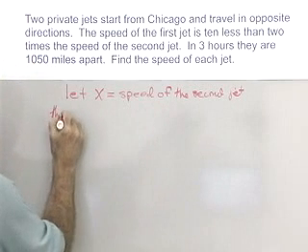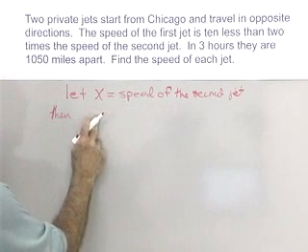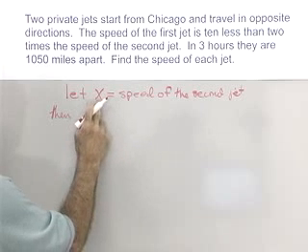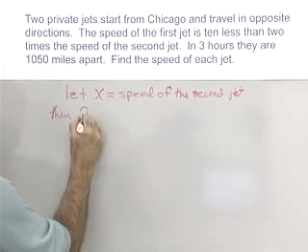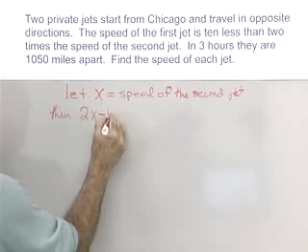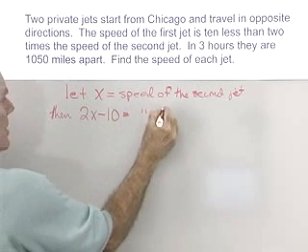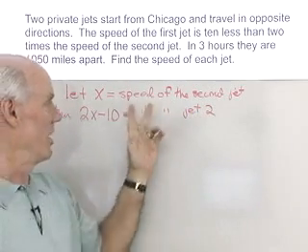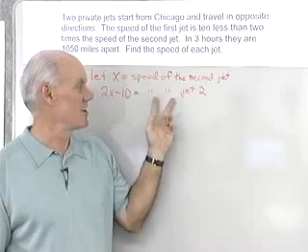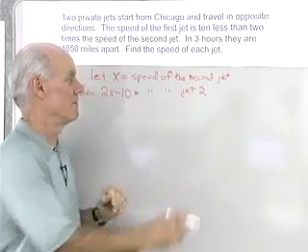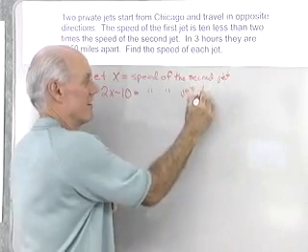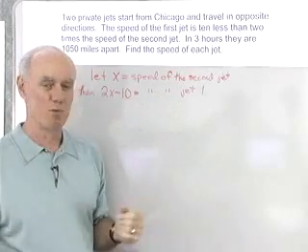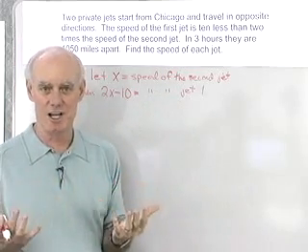Then the first jet's speed is 10 less than 2 times the speed of the second jet. Okay, so 10 less than 2 times that. There's 2 times that, minus 10. So I have the speed of the second jet, that's x. The speed of the first jet, I'll say jet 1, is 2x minus 10.